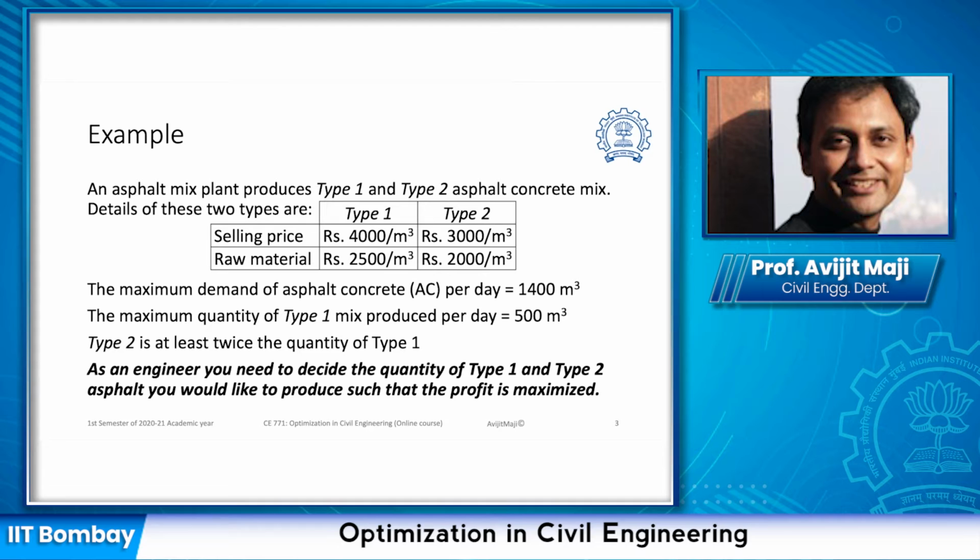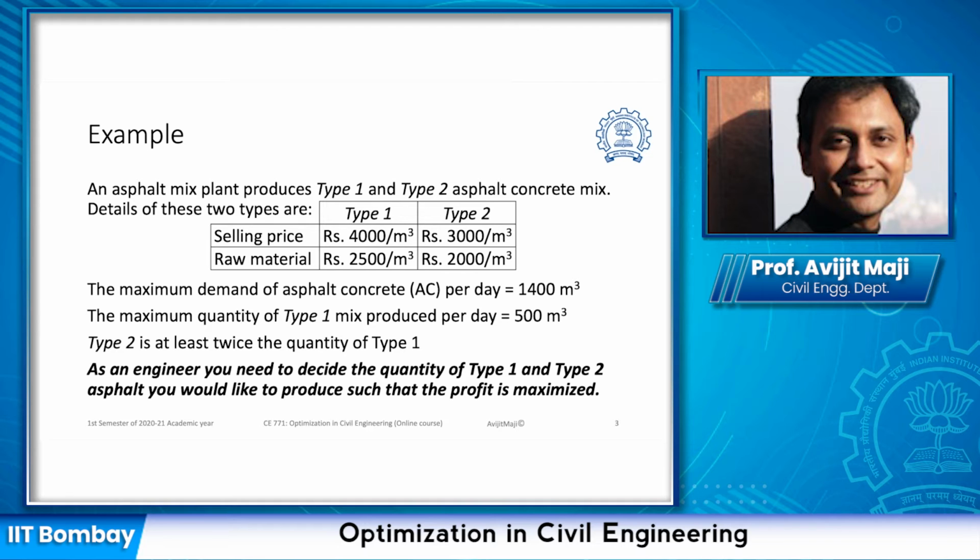However, the raw material required for it costs rupees 2000 per meter cube. In a typical day, the demand of asphalt concrete mix altogether, both type 1 and type 2, is 1400 meter cube. Depending on our plant capacity, we know that the type 1 mix that can be produced in this plant per day is about 500 meter cube.